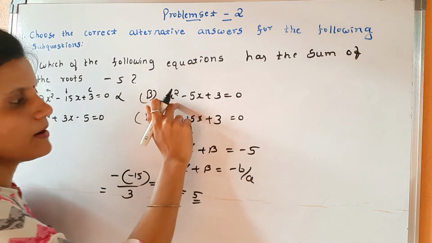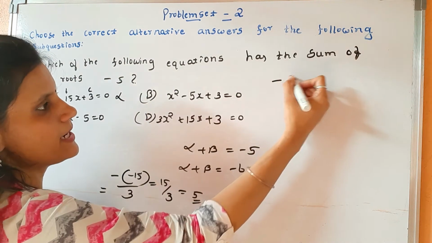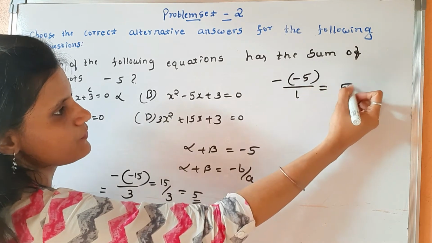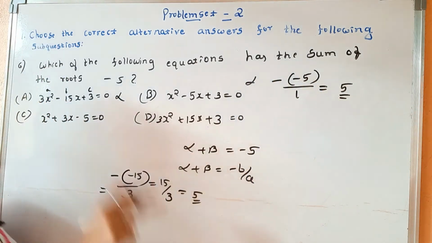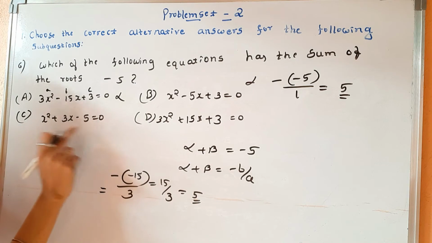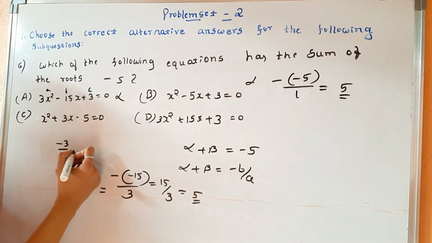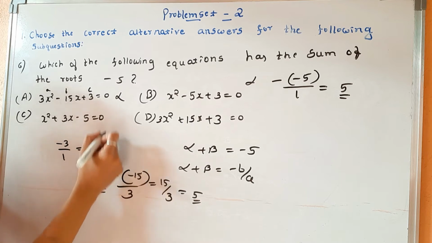Next here, minus b upon a. So minus of minus 5 by a, that is 1. So we are getting plus 5. This is also not the answer. Next here, minus b upon a. See here also b means 3. So minus b means minus 3 upon 1, that is you are getting minus 3. So this is not the answer.